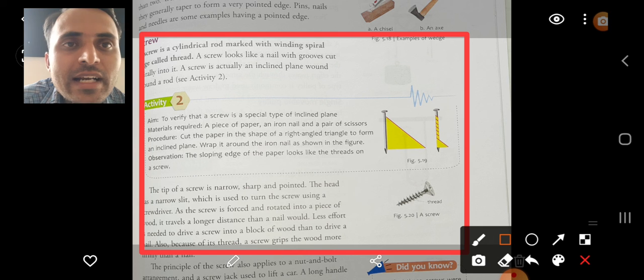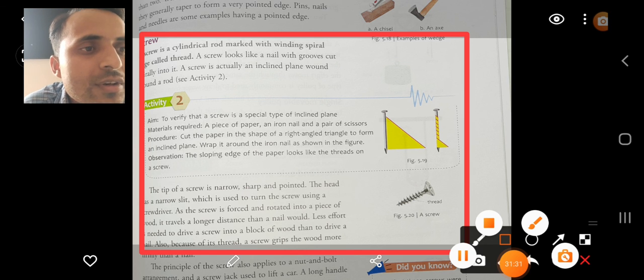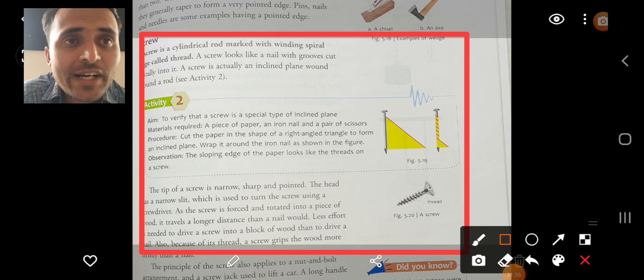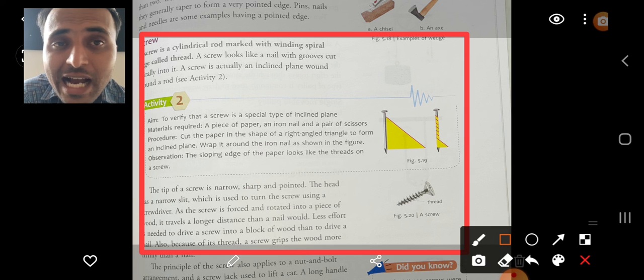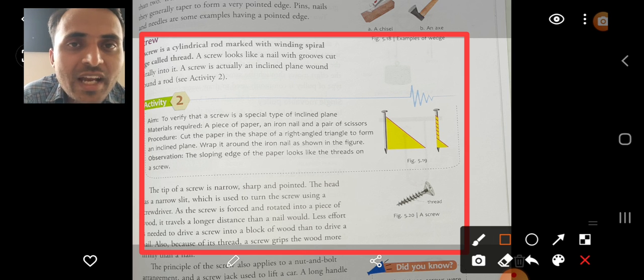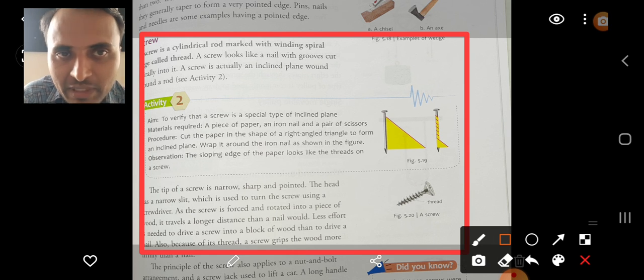So a screw is a cylindrical rod marked with a winding spiral edge, that is called a thread, and a screw looks like a nail with grooves cut into it. So for that we have to see one simple activity, and the aim is to verify that a screw is a special type of inclined plane. The materials required are a piece of paper, an iron nail, and a pair of scissors. So the procedure: cut the paper in the shape of a right angle triangle to form an inclined plane.